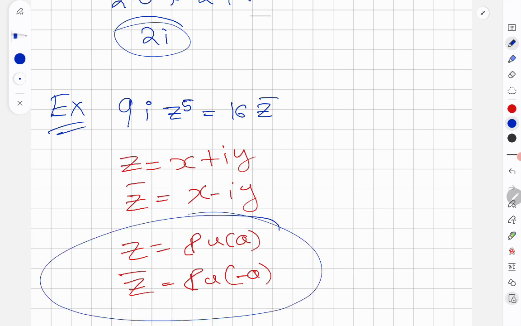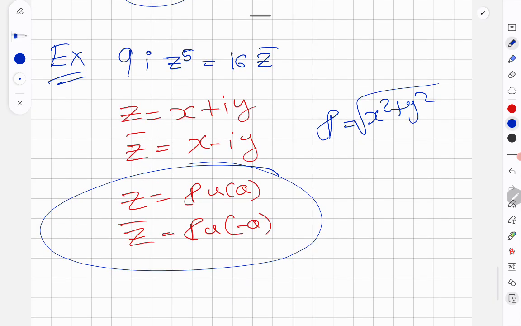No, it was modulus. Rho was modulus. Rho is the modulus, the square root of x square plus y square. I'm saying when you take the complex conjugate in algebraic form, you just take the negative of the imaginary part. But when you take the complex conjugate in polar form, you just take the negative of the angle.